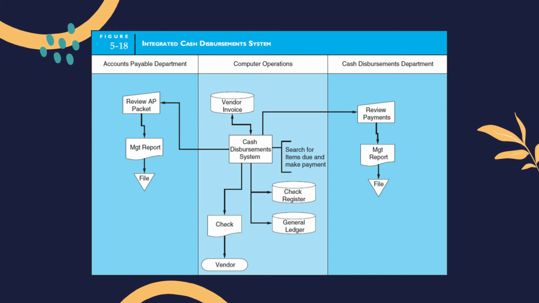Here, it searches for the items due and sends the payment details to the check register and the check to the vendor. Check copies are then sent to the Accounts Payable Department and the Cash Disbursement Department for review. It is then posted in the General Ledger, while management reports from the Accounts Payable Department and Cash Disbursement Department are submitted in a file.